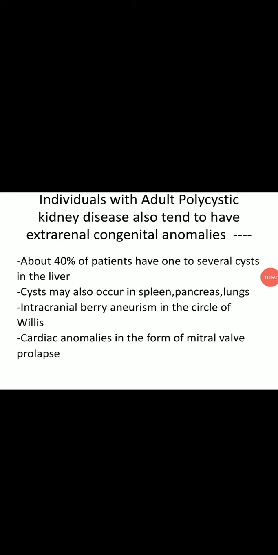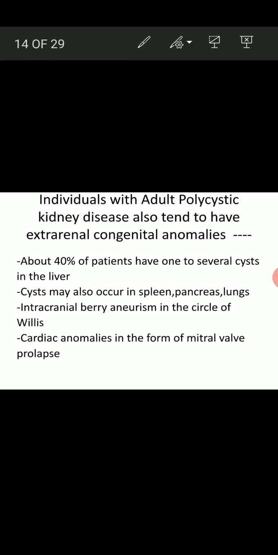Extrarenal congenital anomalies associated with adult polycystic kidney disease: about 40% of patients with adult polycystic kidney disease have cysts in the liver. Cysts may also be present in the spleen, pancreas, and lungs.